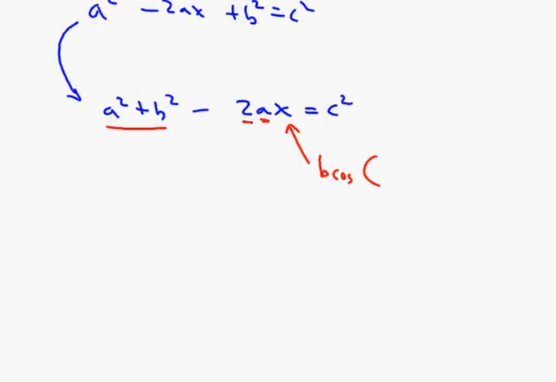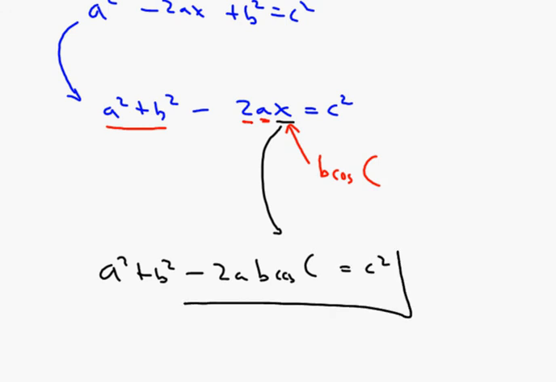So we have it. A squared plus b squared minus 2a, and instead of writing x, I'm going to write what it equals, which is b cosine big C, equals c squared. And now we have the law of cosines.